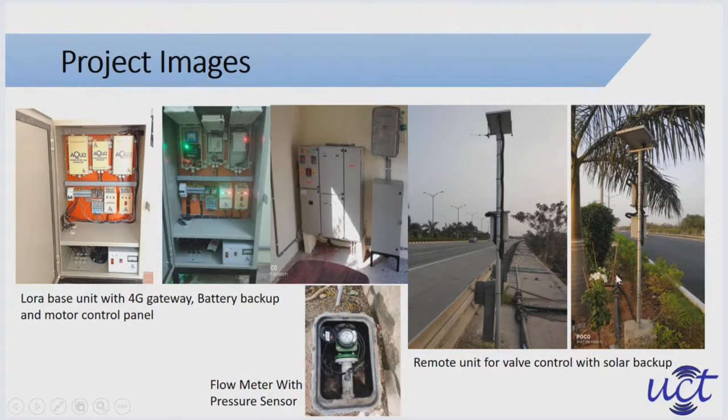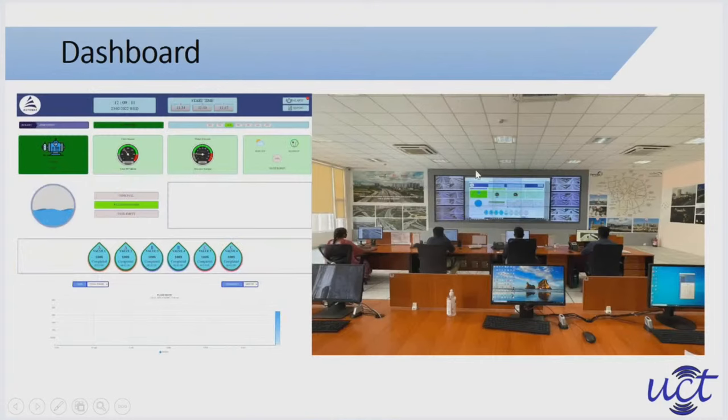Here you can see the pipeline. And this is the control center. From here, the irrigation is controlled and monitored on a daily basis. The schedule is set from here, like how much water is required on which stretch. This is all controlled from this control center.